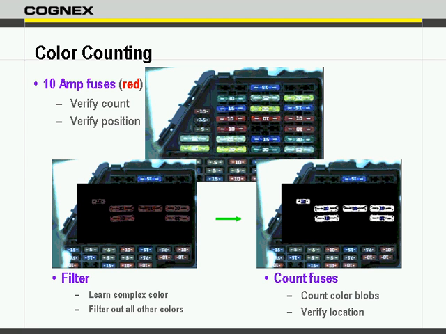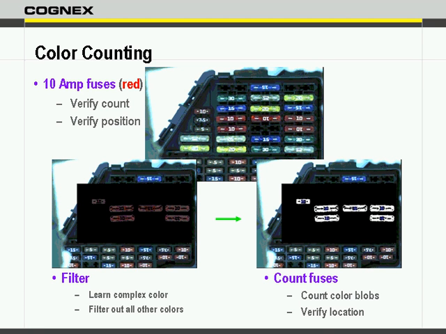So we can use a pixel counting tool on a color camera to learn, in this case, the red 10 amp fuse, and then use a color threshold to filter out everything but that red color. So that's what we see in the bottom left image. We see an image where we've applied a filter over a specific section of the image, and that's just the black box that we see there. And everything but that red color has been thresholded out.